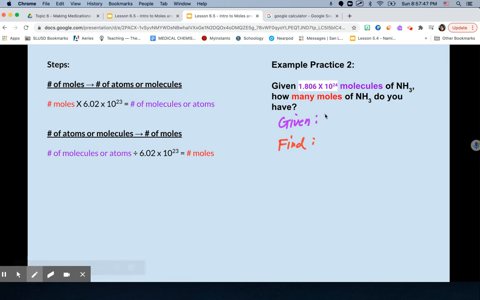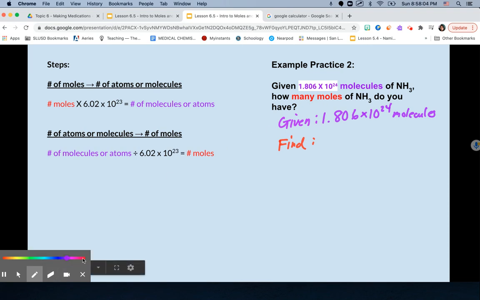Well, we are given 1.806 times 10 to the 24 molecules of something. So I'm paying attention to the unit or the word at the end, molecules. And it's asking me how many moles do I need? So I'm looking for moles. If I'm looking for moles, this one equals molecules or atoms, and this one says equal moles. So I'm going to use this equation because I'm looking for moles.